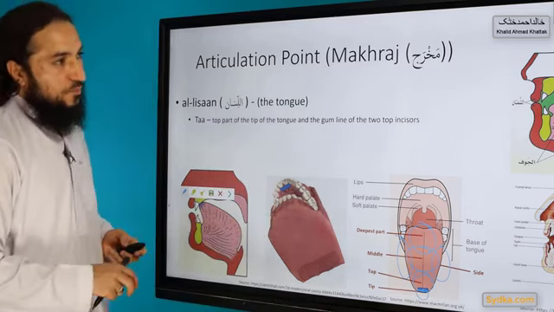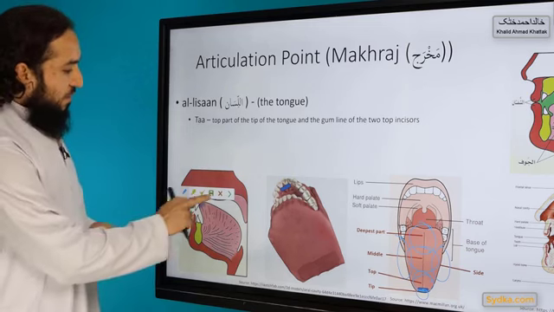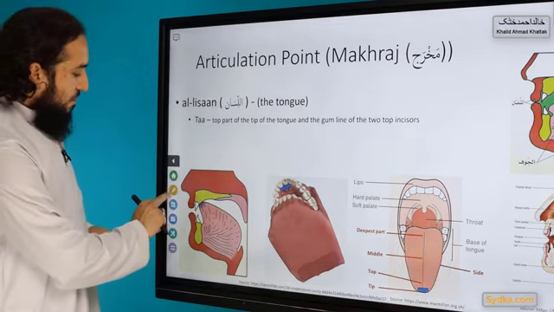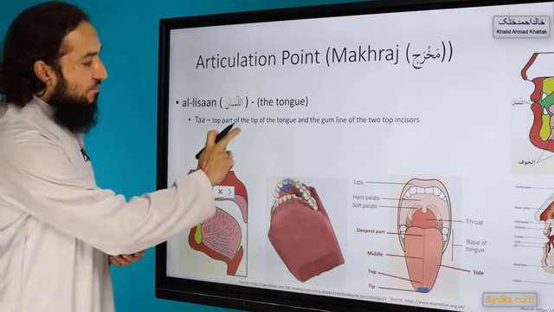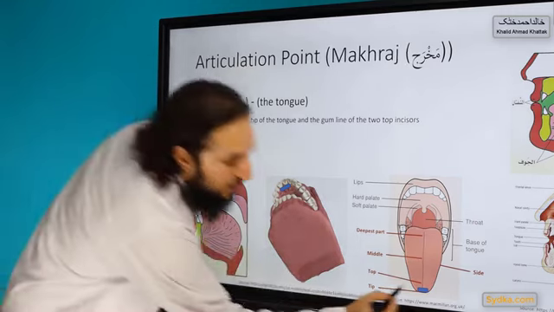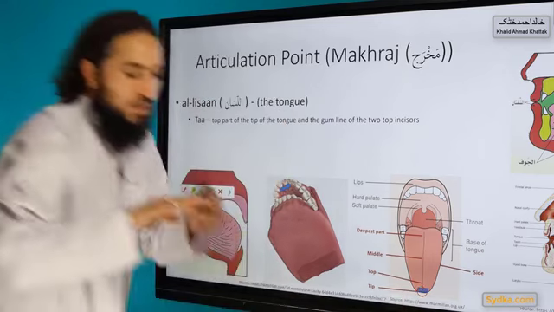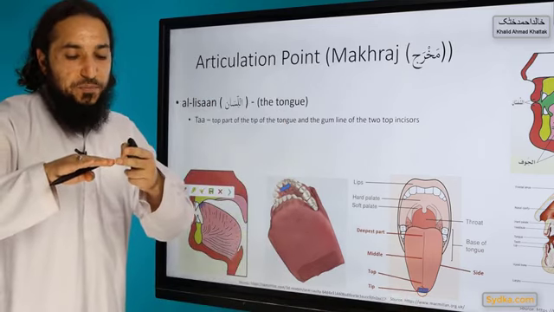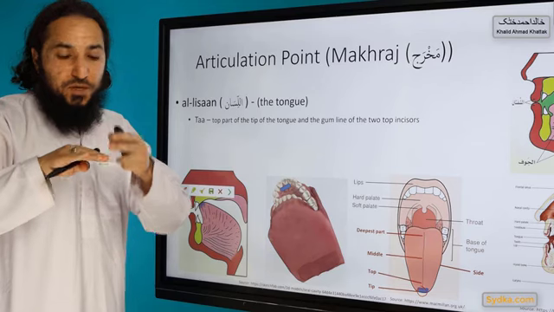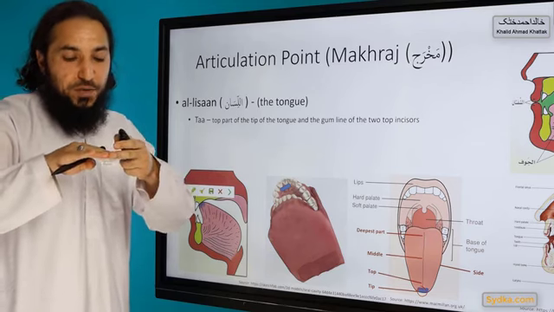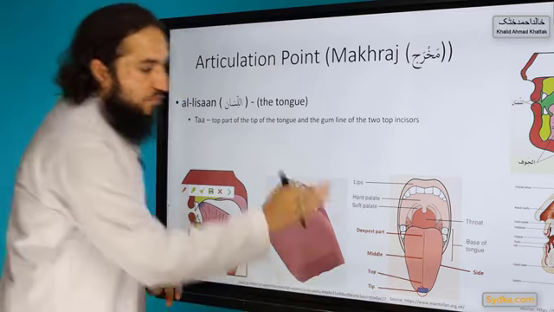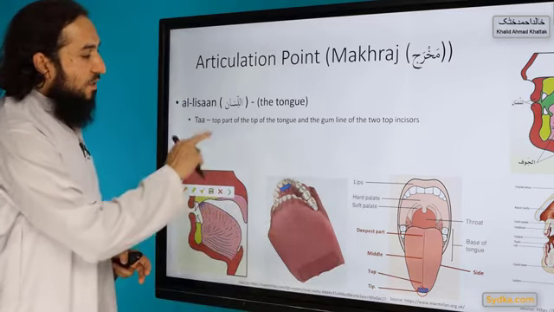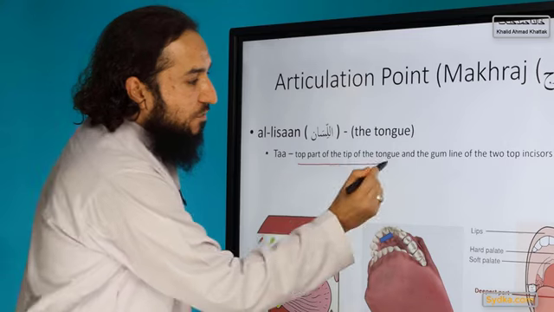Okay, so what we said here, we said the top part of the tip of the tongue. So this is the top part of the tip of the tongue. If you see, the tip of the tongue has three parts: the front, the top side of the tip, and the underneath. So for this particular letter we will be using the top part of the tip of the tongue.